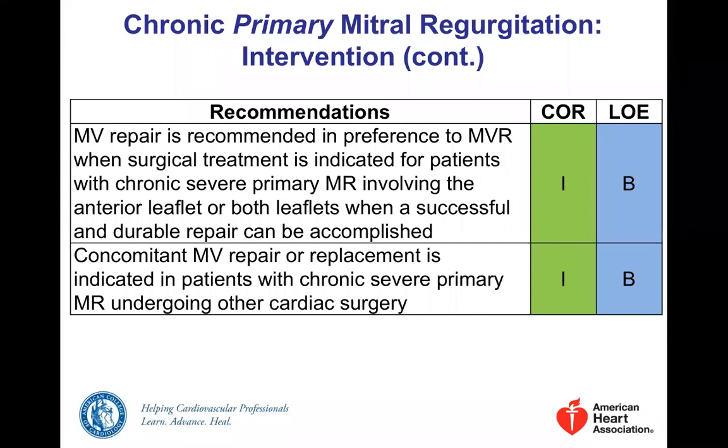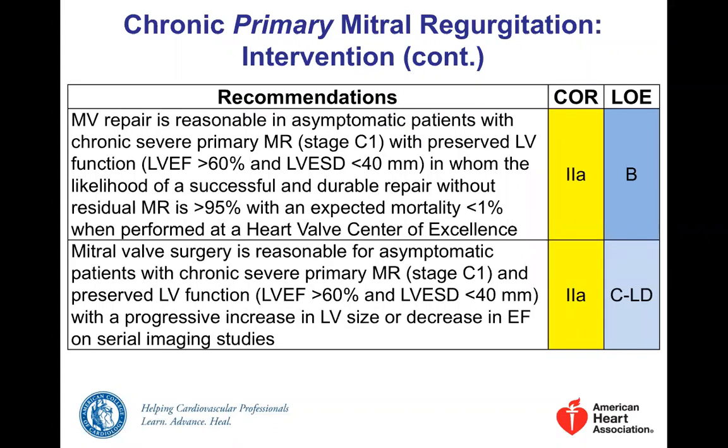Concomitant mitral valve repair or replacement is indicated in patients with chronic severe primary mitral regurgitation undergoing other cardiac surgery. This is class 1. Mitral valve repair is reasonable in asymptomatic patients with chronic severe primary mitral regurgitation, stage C1, with preserved LV function, ejection fraction more than 60%, and LV end systolic diameter less than 40, in whom the likelihood of a successful and durable repair without residual MR is more than 95%, with an expected mortality less than 1% when performed at a Heart Valve Center of Excellence. This would be class 2A.